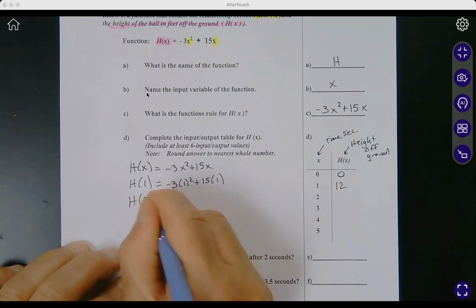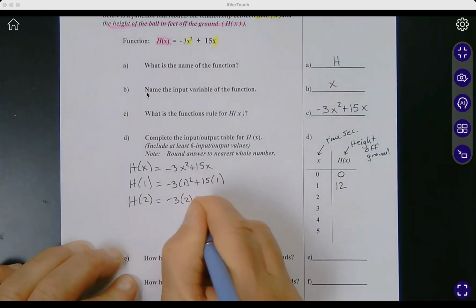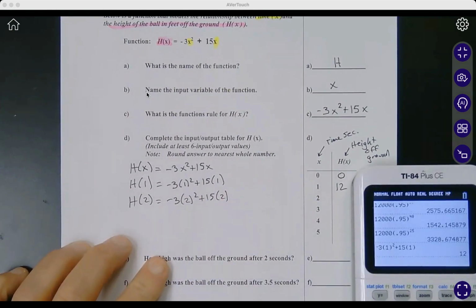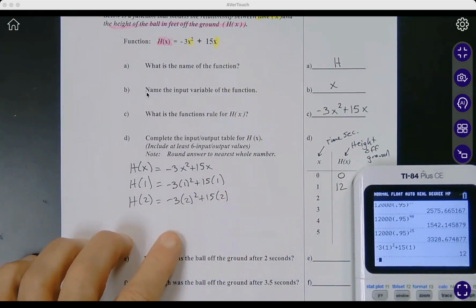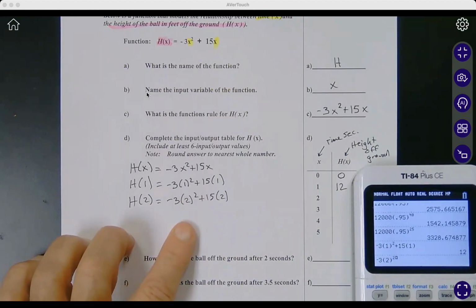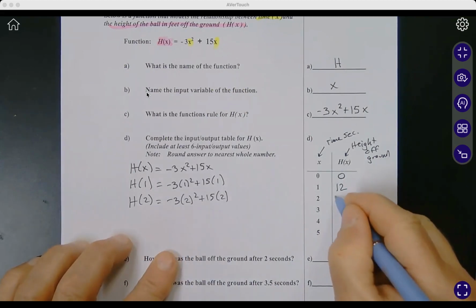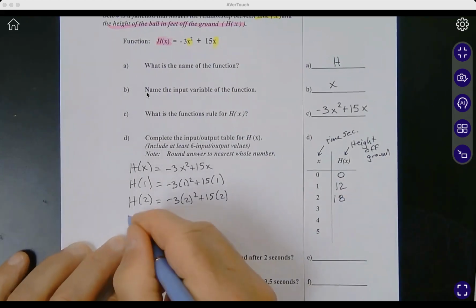Let's do H of 2. I'm going to do negative 3, open parentheses, 2 squared, close that, plus 15 times 2. Enter, 18 feet off the ground. So after 2 seconds, it was 18 feet off the ground.